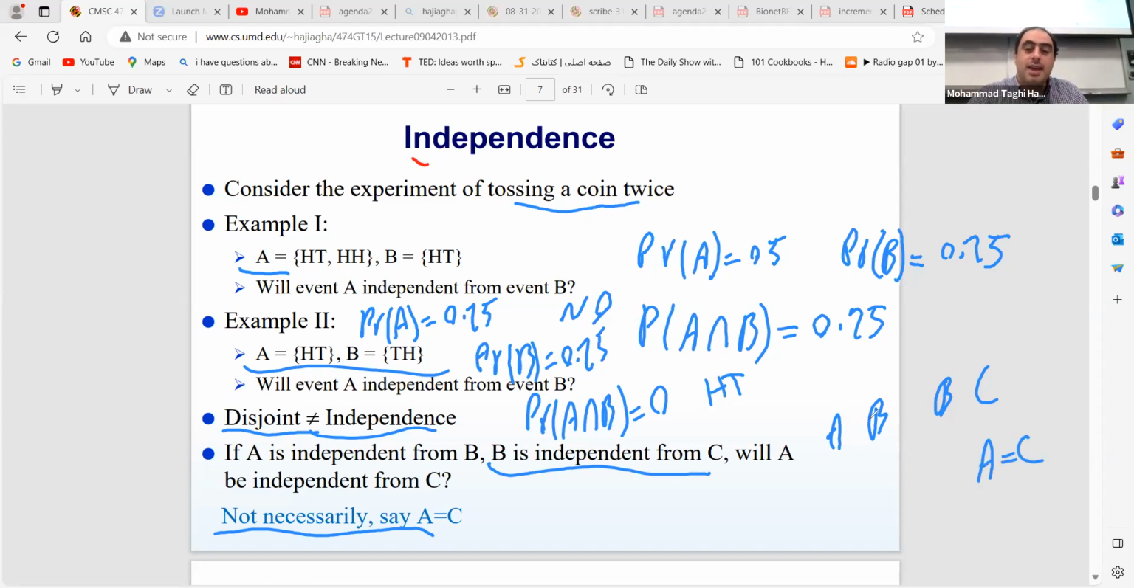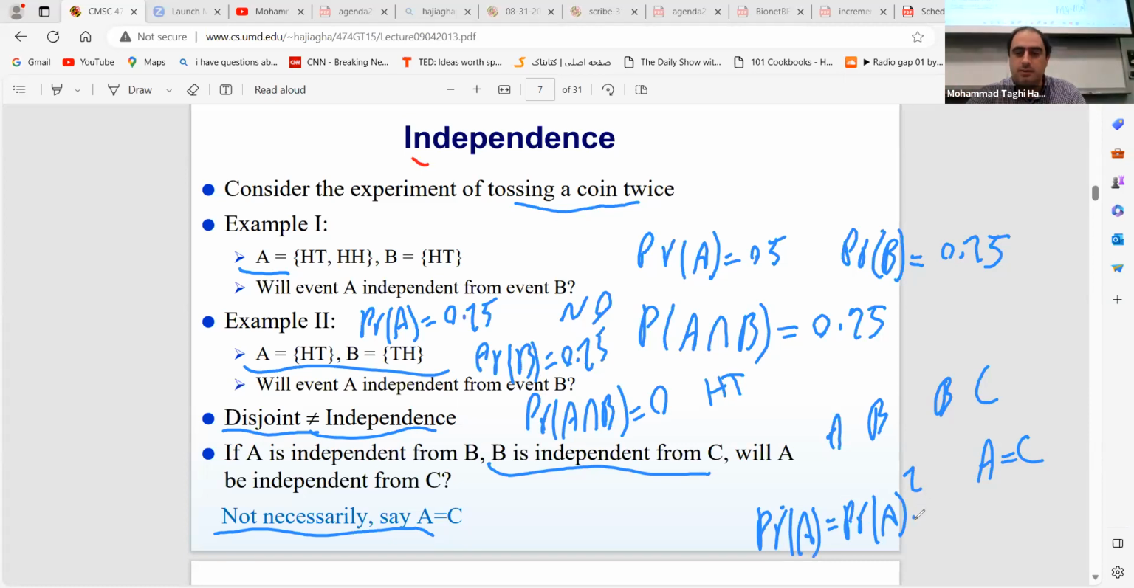So in this case, A and B are independent, B and A are independent, but A and A is not independent. Like any set is not independent of itself, of course. I mean, again, we can use the formula. What is the probability of A? And then what is the probability of A intersection A? So in that case, essentially, we should have the probability of A equal to probability of A to the power of 2. And that happens only if A is the empty set.